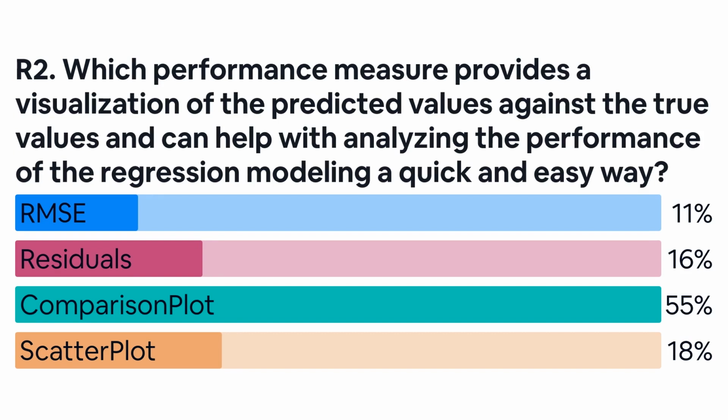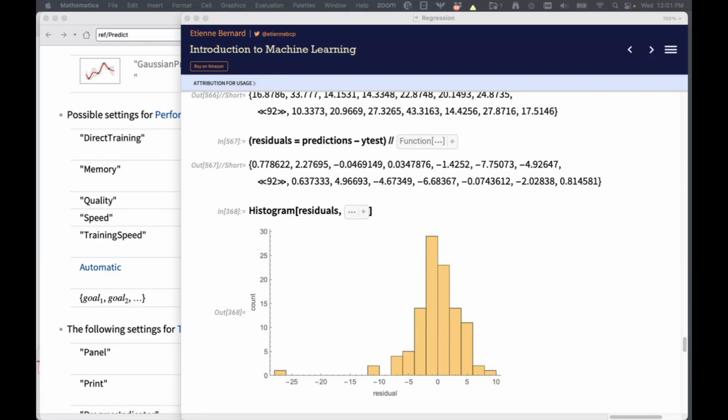For predictor measurements, the option is comparison plot. I was going for a visual performance measure, and that would be comparison plot. RMSE and residuals are also useful. In fact, I think we have here a histogram of the residuals, or just a plot of a histogram of the residuals you can see here. But I was going for what you can quickly get from the predictor measurements objects, and that would be comparison plot. All right, and I have one last question for you.